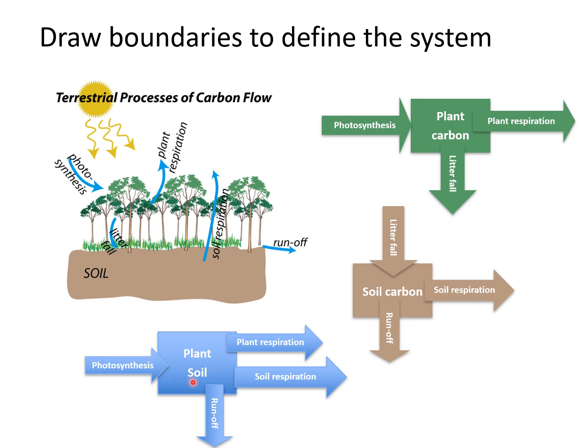If we take plants and soil together as our system, the carbon stock is the total carbon in plants and soil. The incoming carbon flux is the carbon through photosynthesis, and the outgoing fluxes are plant respiration, soil respiration, and also the carbon lost through runoff. Now, litterfall is no longer an incoming or outgoing flow. It's the internal flow between plants and soil. If we are only interested in the total carbon in plants and soil, we no longer track litterfall.